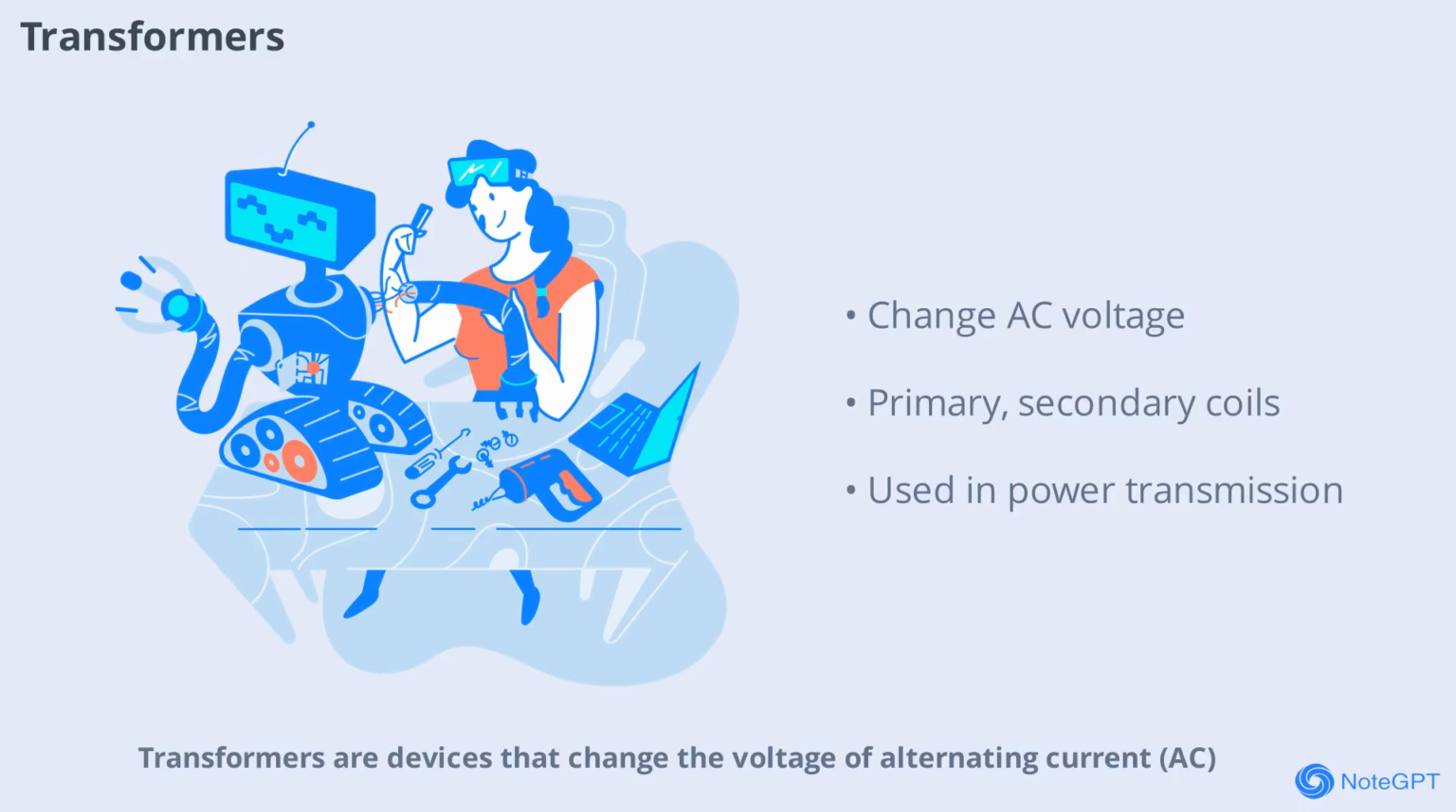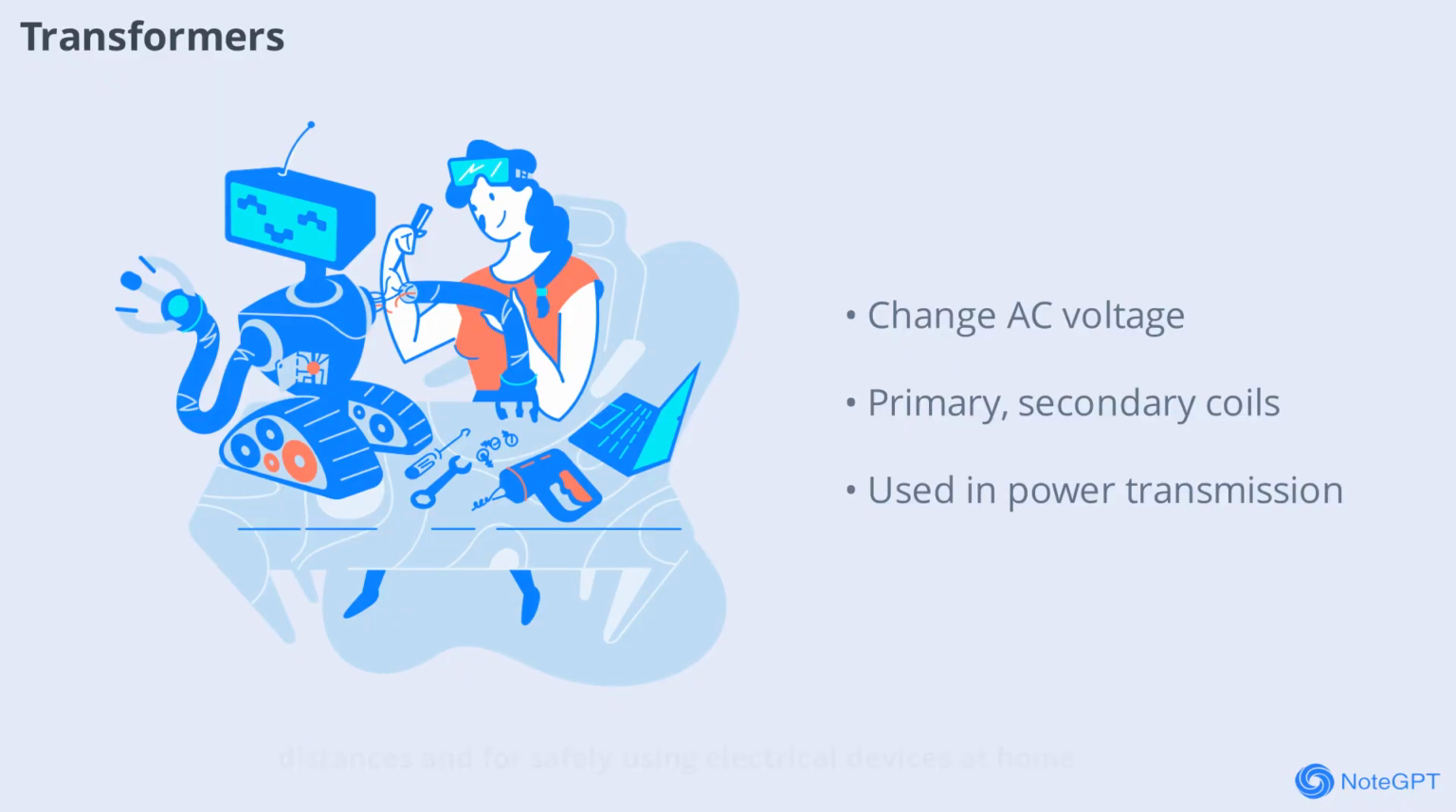Transformers are devices that change the voltage of alternating current, AC. They work on the principle of electromagnetic induction. A transformer has two coils, primary and secondary, wound around a core. By varying the number of turns in each coil, transformers can step up or step down voltage. They are essential for transmitting electricity over long distances and for safely using electrical devices at home.